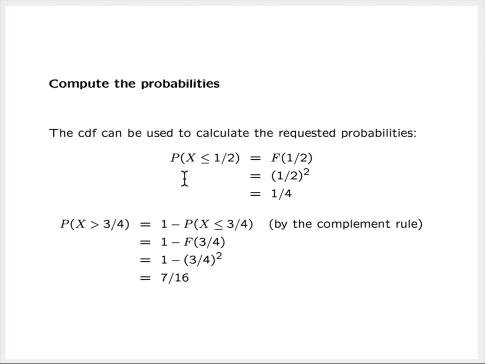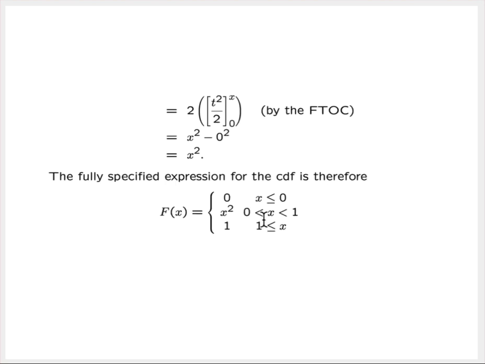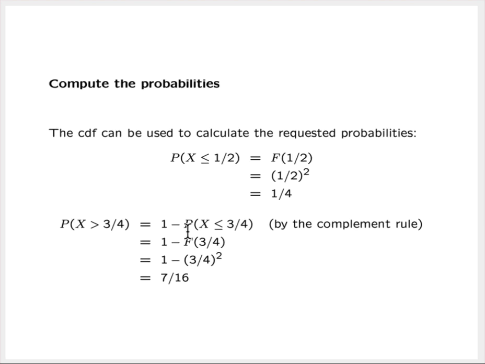We want the probability that x takes on a value less than or equal to 1/2. That is specifically given by the CDF evaluated at 1/2. Now 1/2 is between 0 and 1, and so we know that the expression for the CDF for values of x in that interval is x squared. So we plug in 1/2 into that expression, 1/2 squared, and get 1/4. So the probability that x takes on a value less than or equal to 1/2 is 1/4.